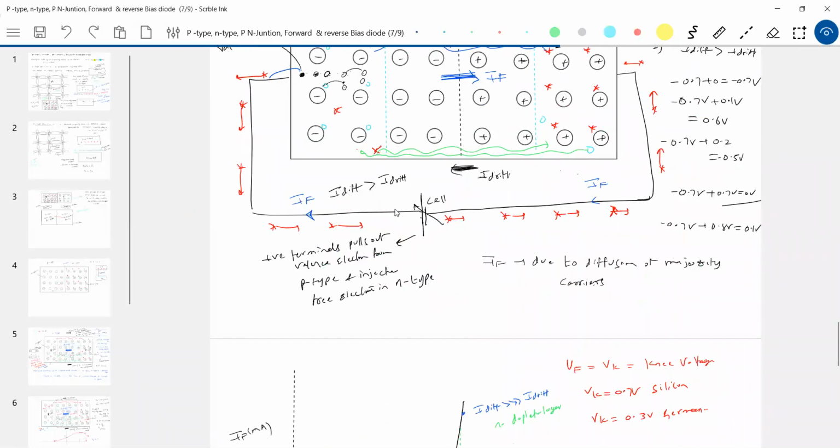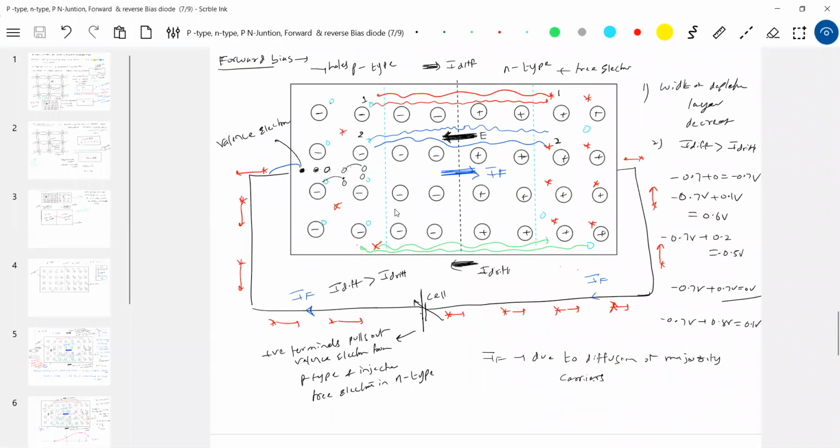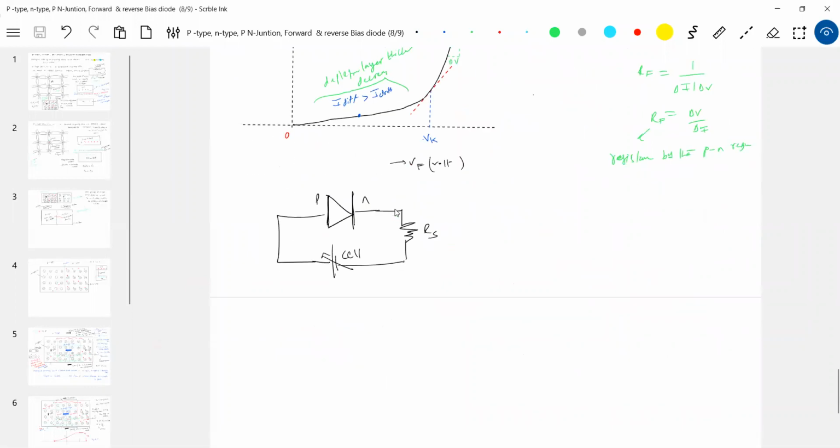So here also you have to write that making and breaking up of covalent bond will occur in all regions. So I'll summarize what actually happens in forward bias. Increase in flow of majority carriers across the depletion layer or across the junction, better write it. That's one thing.